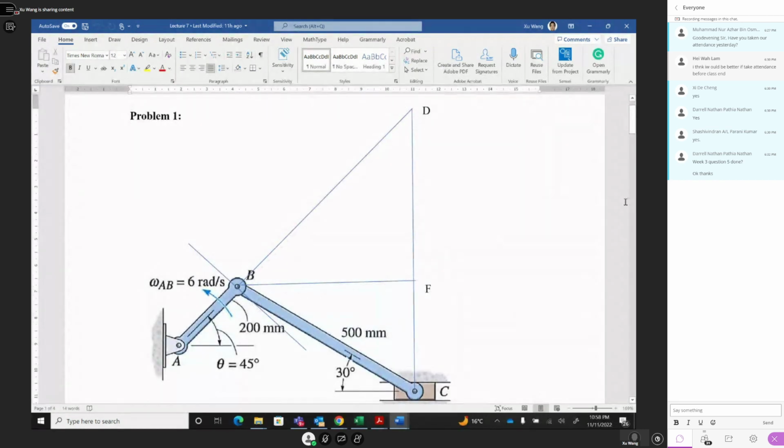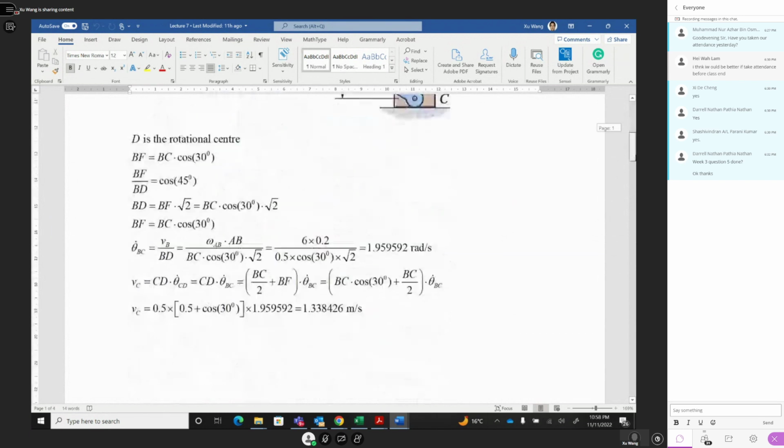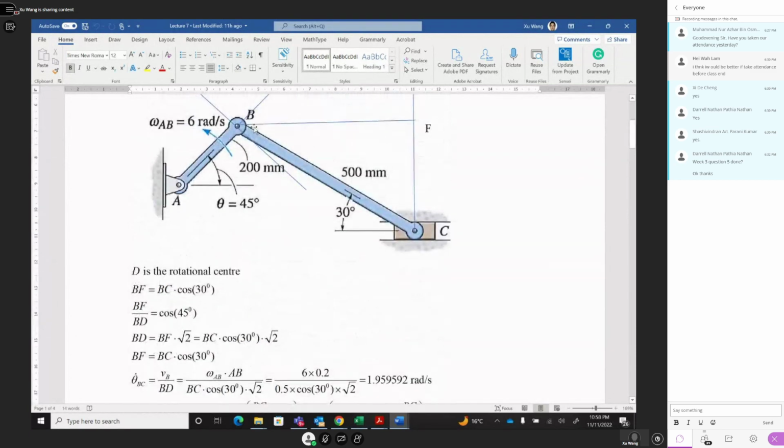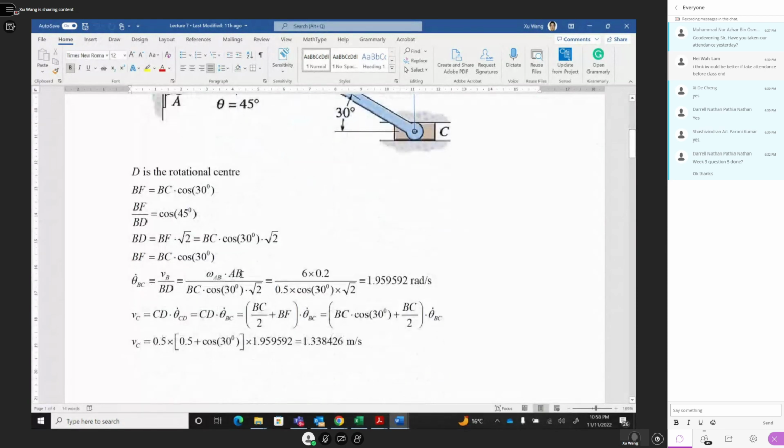So in order to find this omega, you should know this speed, VB divided by BD. That's your omega, equal to VB divided by BD. VB, B is the end point of this AB bar. This B velocity equals the AB radius multiplied by omega AB, so omega AB times AB. You get the VB velocity. And the BD, we know this one. Put this inside, and then put the numbers in, you calculate it equal to 1.95.